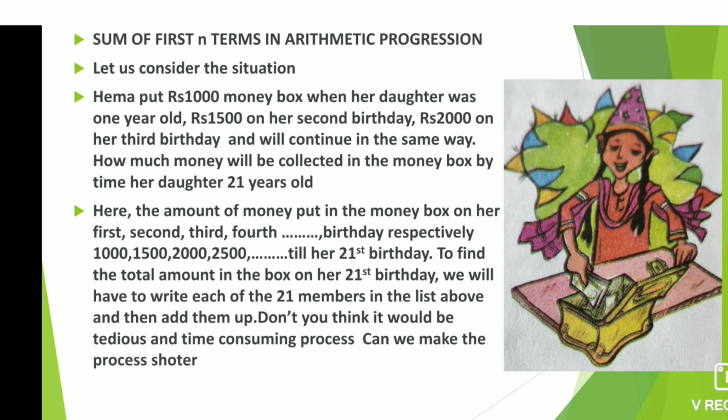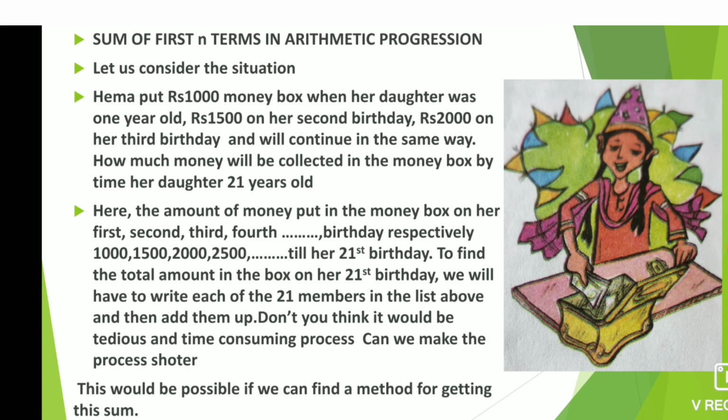To find the total amount in the box on her 21st birthday, we will have to write each of the 21 members in the list above and then add them up. So don't you think it would be a tedious and time-consuming process? Can we make the process shorter? Let us see.